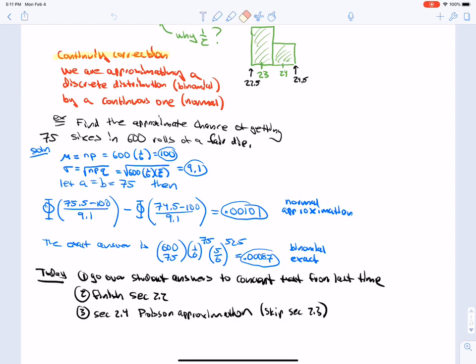So today we're going to go over student answers to the concept test from last time, finish section 2.2, and do section 2.4 on the Poisson approximation.